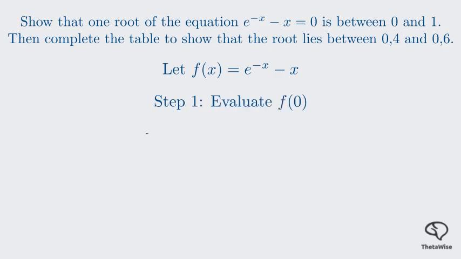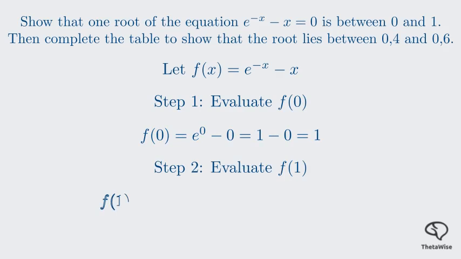At x equals 0, we have e to the power of negative 0, which is 1, minus 0, which gives us 1. This is a positive value. At x equals 1, we have e to the power of negative 1, which is about 0.368, minus 1, which gives us approximately negative 0.632. This is a negative value. Because the sign of the function changed from positive at x equals 0 to negative at x equals 1, there must be a root somewhere in that interval.